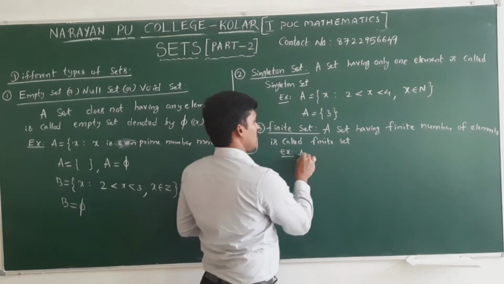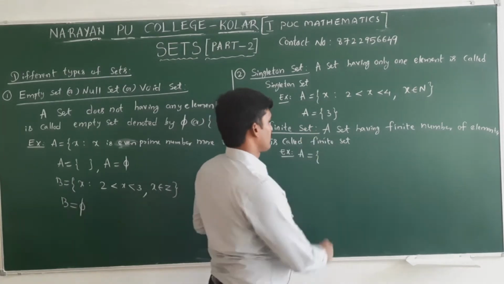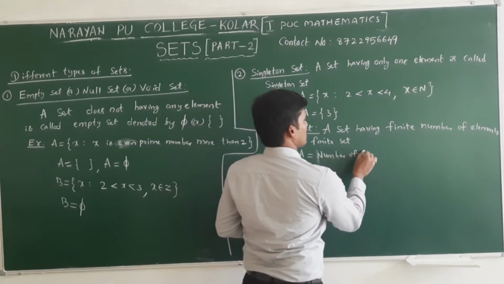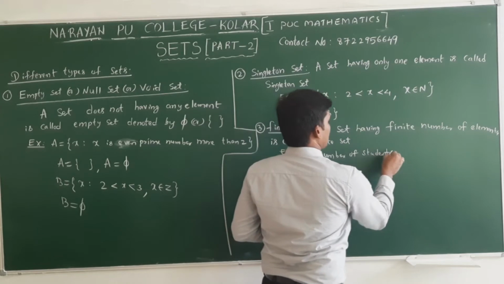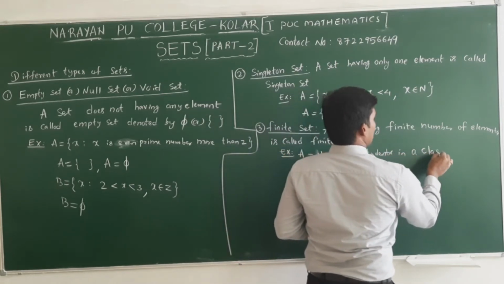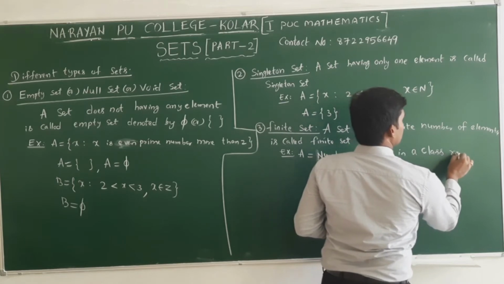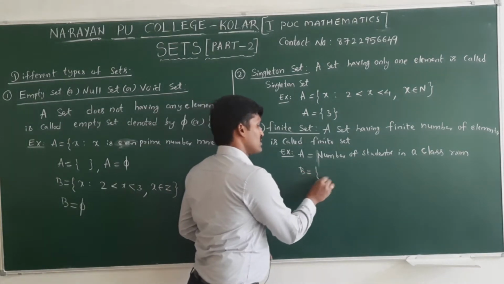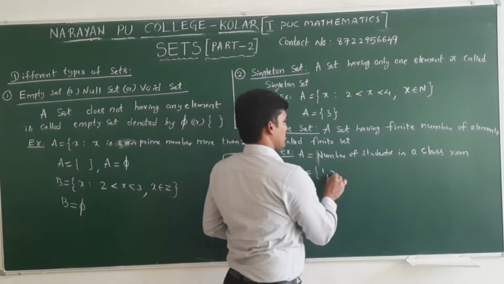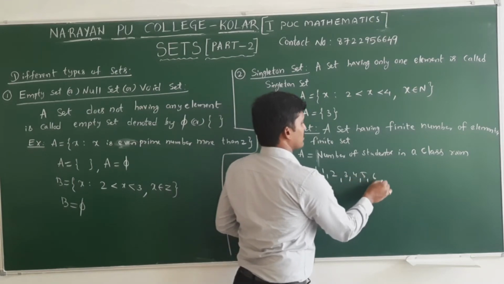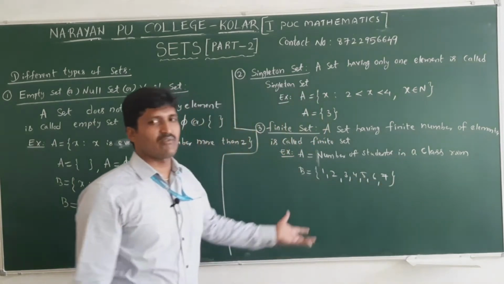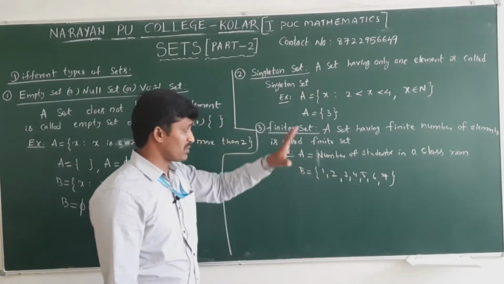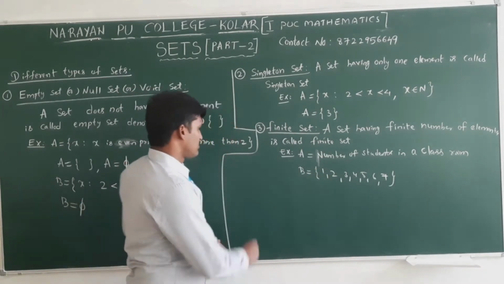For example, set A I am taking number of students in a classroom. That is one finite set clearly. One more if you want to take a set having, for example, 1, 2, 3, 4, 5, 6, 7. How many elements are there? 7 elements. It's clearly a finite set. We can count the number of elements in the set.